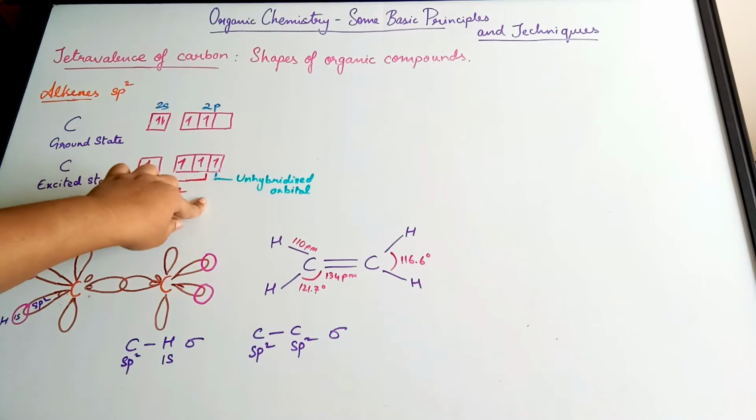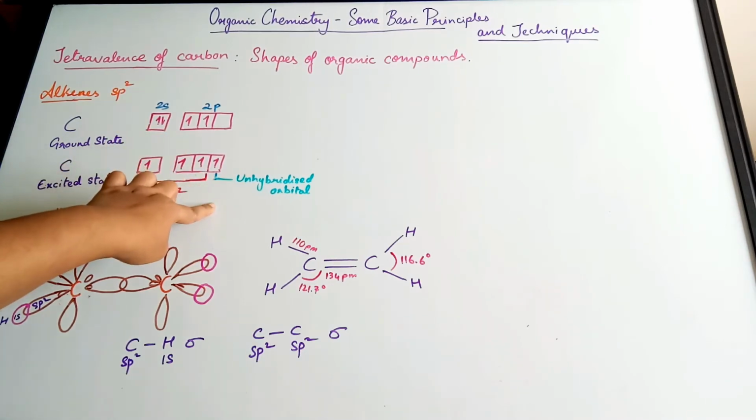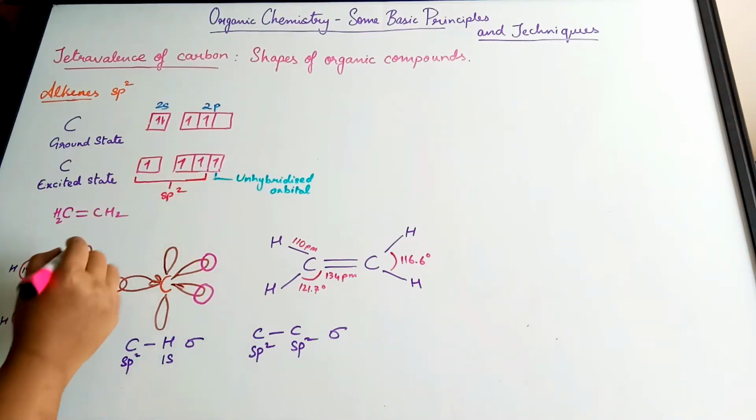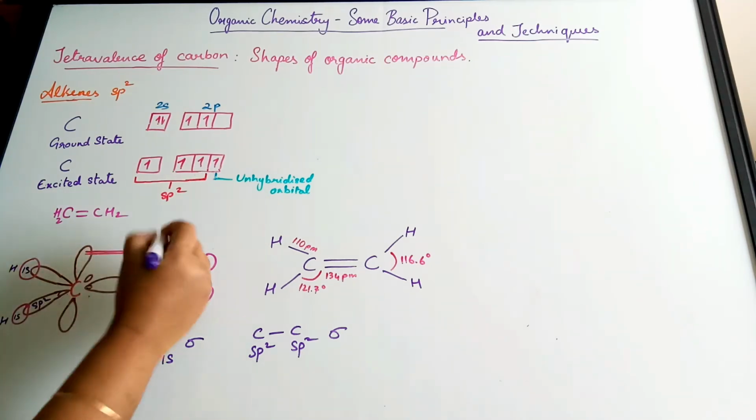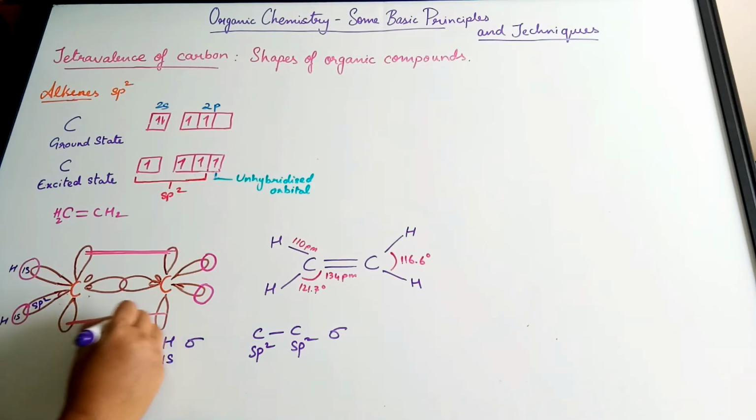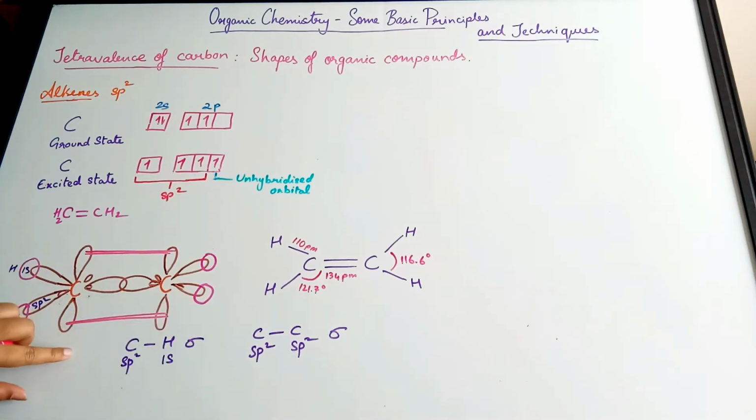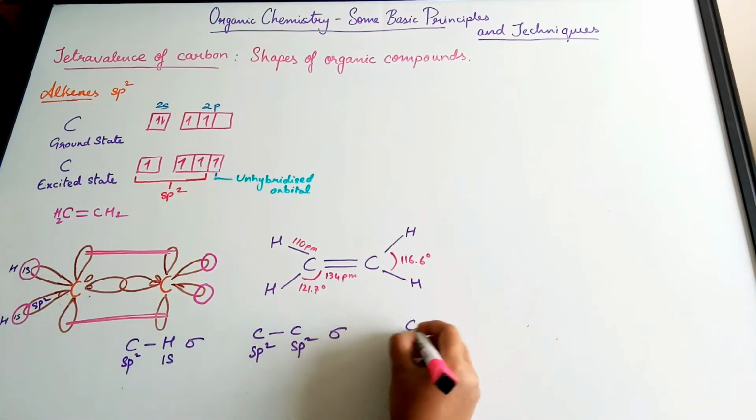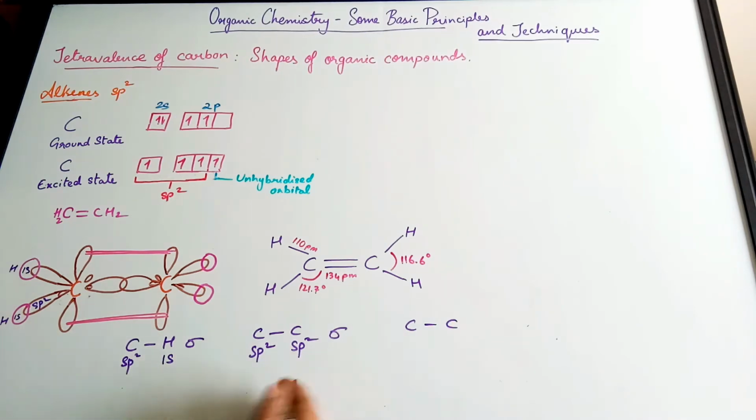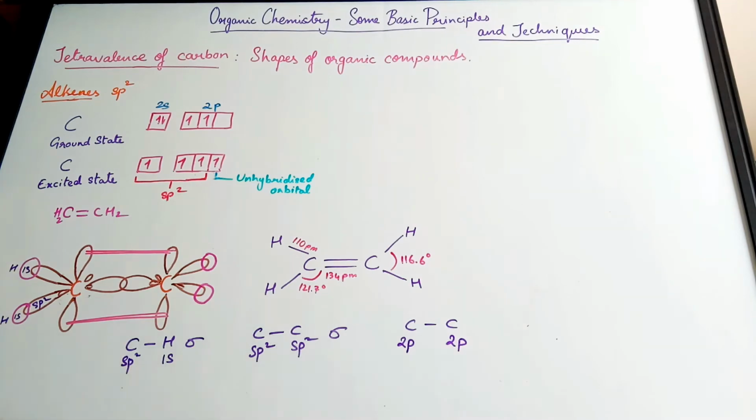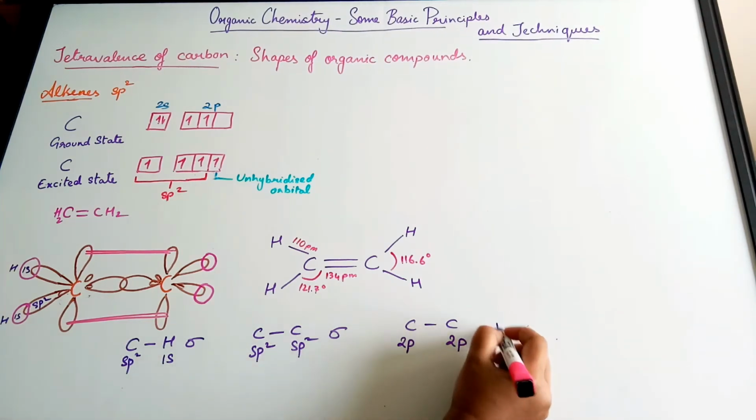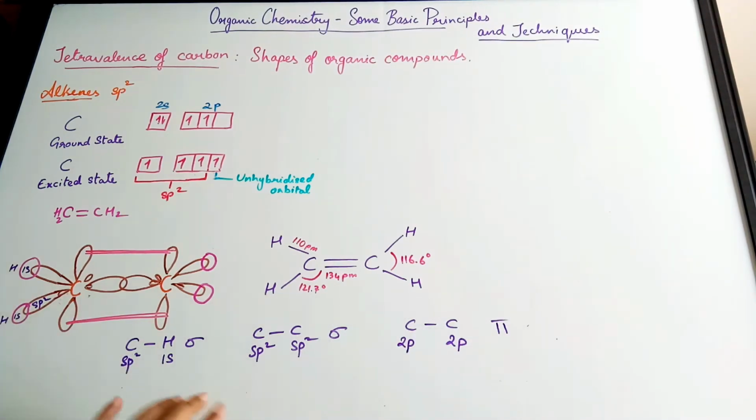Now the unhybridized orbital is still remaining. So what happens is they will undergo something called a pi overlap. Here they are undergoing a pi overlap of the orbitals, and so here you have carbon-carbon bond, okay, and this is between the 2p unhybridized orbitals, and this leads to the formation of a pi bond.